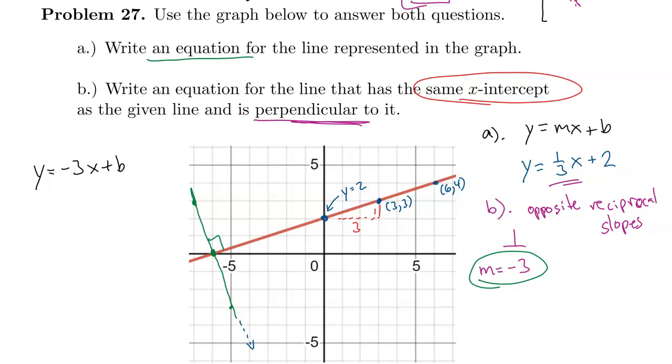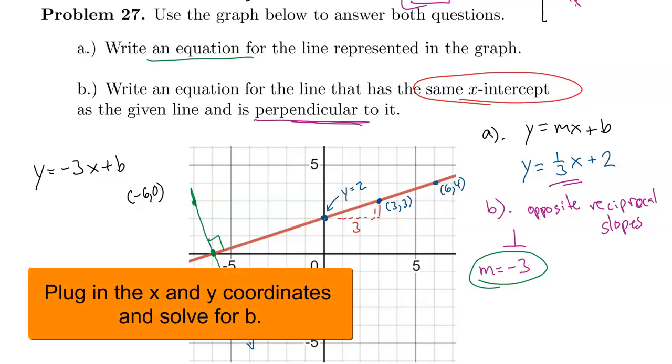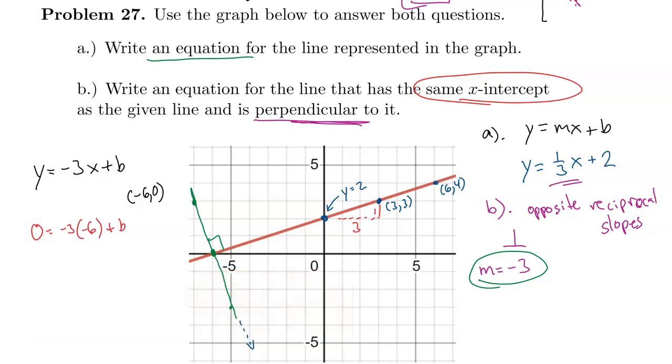and I know that (-6, 0), that x-intercept, is going to be a point on the line. So if I plug those in, I get 0 = -3 × -6 + b. So 0 = 18 + b, which means that the y-intercept has to be -18. And so my answer for part B should be y = -3x - 18.